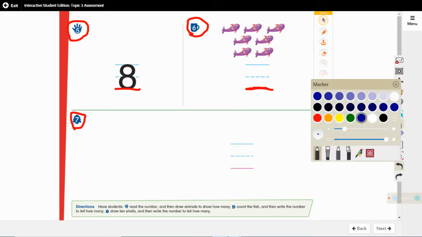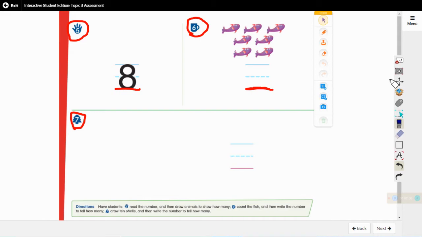So I'm going to get my paintbrush out here because I can draw circles better with it, counters better with it. We're going to draw 8 animals, and I'm just going to use counters. 3, 4, 5, 6, 7, 8.